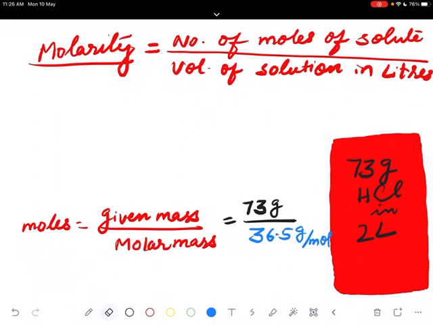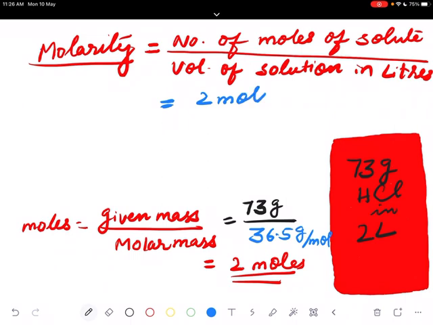Moles means counting numbers, just like 1, 2, 3, like we say 1 dozen. 1 mole is similar to 1 dozen. 1 dozen has 12, 1 mole has 6.022 into 10 to the power 23. That we learned in class 9th. So here, this is equal to 73 upon 36.5, that is 2 moles. Now take this to find the concentration in molarity. This is in 2 liters. So, molarity is equal to number of moles of solute, that is 2 moles.